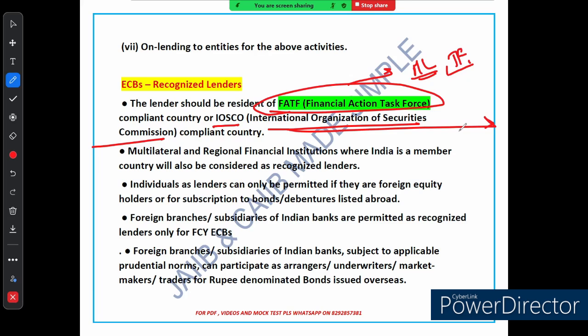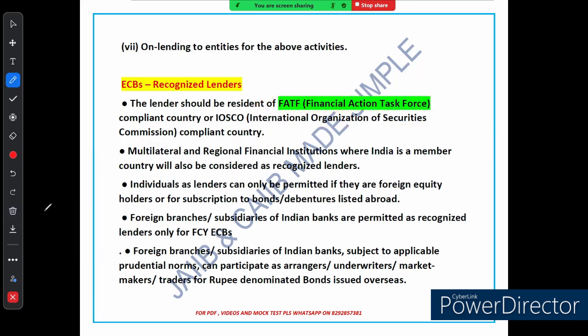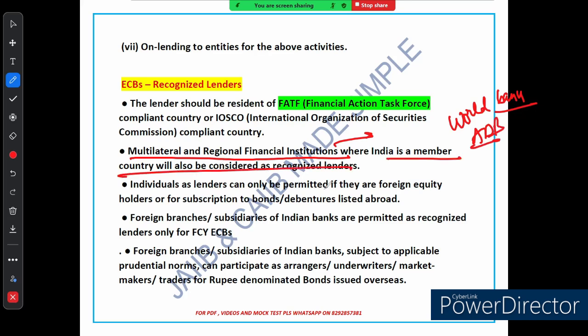Apart from the above, there are a few more types of lenders that are recognized under ECB. Let's see those. Here is the list. First is multilateral and regional financial institutions. If India is a member of these institutions, they can also lend to an Indian company. For example, the World Bank and the Asian Development Bank. So these are multilateral and recognized financial institutions where India is a member, and they will be considered recognized lenders.